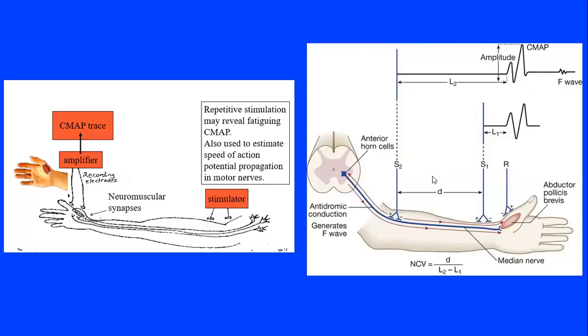And I think this just simply shows you the setup. Compound action potential, here is a stimulator at the elbow. You stimulate at the elbow and you read here and you get your reading. On the other hand, this is the elbow here. You stimulate, get the reading. That is the latency period 1.